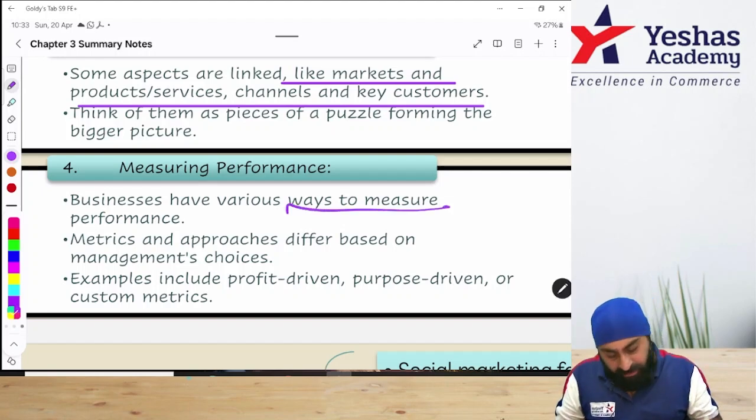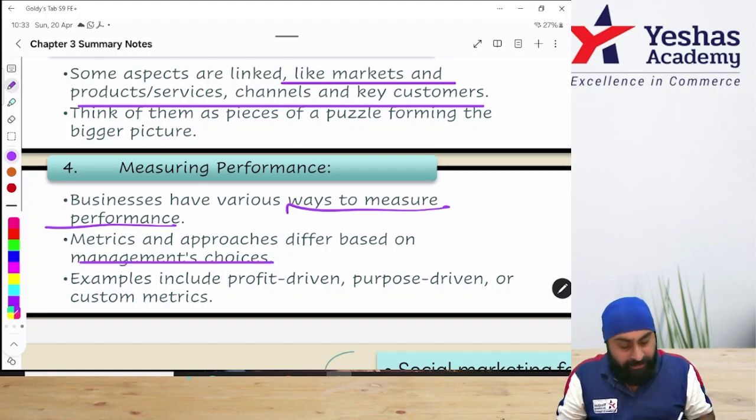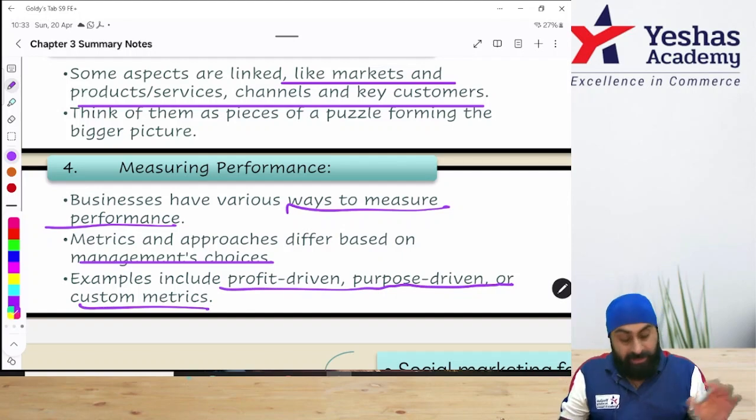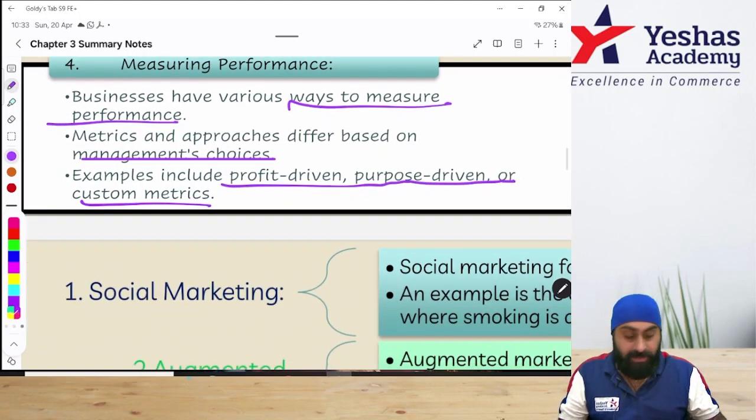Measuring performances. Businessmen have various ways to measure performances. They can measure in terms of management choices. Examples include profit-driven, purpose-driven, or custom metrics. They can do anything they want in this particular category.